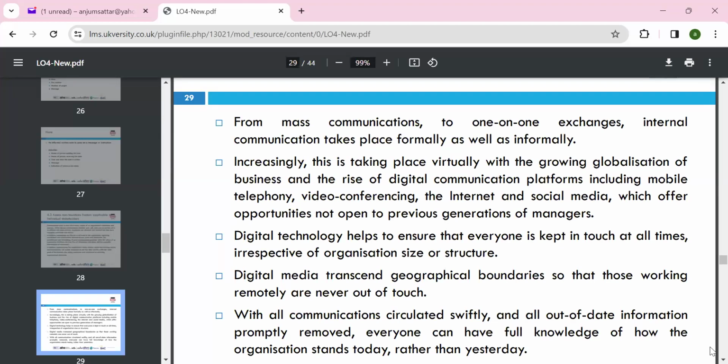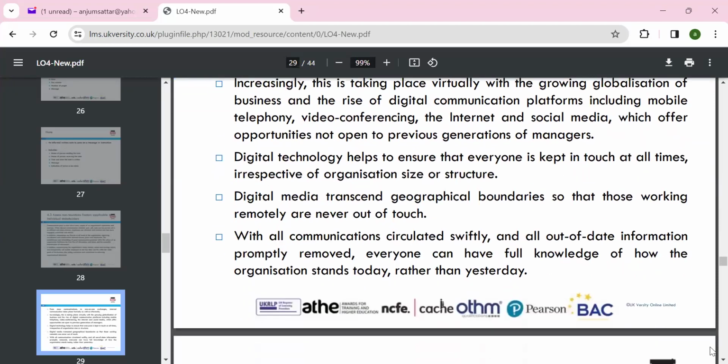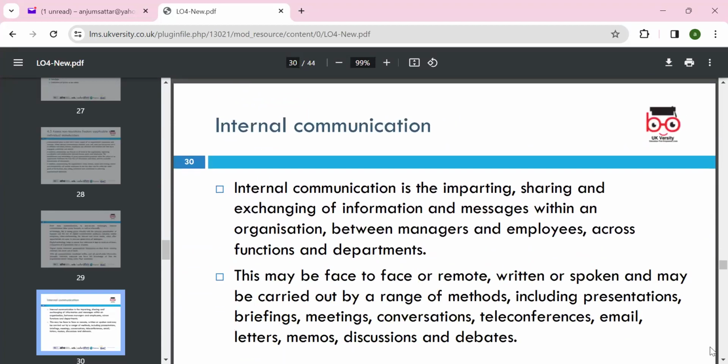Okay, so for mass communication, think about Unilever, a company operating in 130 countries. They have to do mass communication with the various stakeholders. Nowadays we can use digital media, social media and the internet, and even TikTok, depending on which stakeholders you want to pass the message to. Digital technology ensures everyone is kept in touch all the time, and digital media crosses geographical boundaries. We can pass messages throughout the world through Twitter, Facebook and marketplaces.